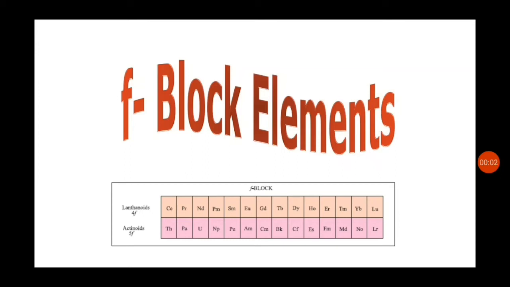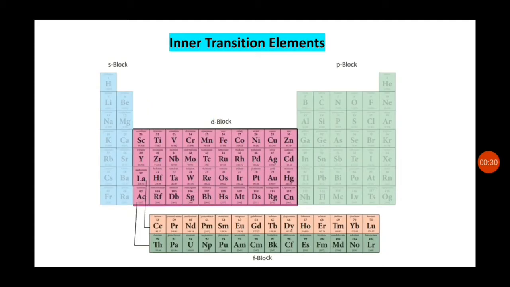F block elements. These elements are present below the periodic table as two series, the lanthanoid series and actinoid series. Lanthanoid series is the 4f series, that is, in these elements 4f orbital is filled from 1 to 14, and similarly in actinoid series 5f orbital is filled from 1 to 14.